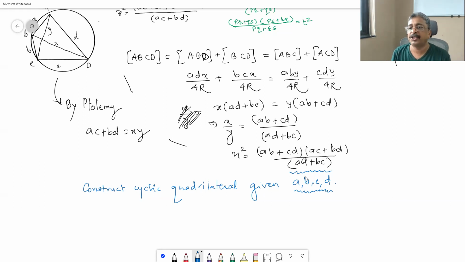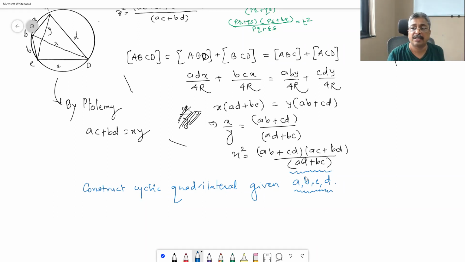You need additional condition. Either you need to give one angle between two sides, angle between small a and small b, 60 degree. Okay. Then we can fix the quadrilateral. Or you need to give diagonal AC or diagonal BD is so and so. Yes, then it is fixed. But they are the easy cases. You can very quickly sketch that quadrilateral.